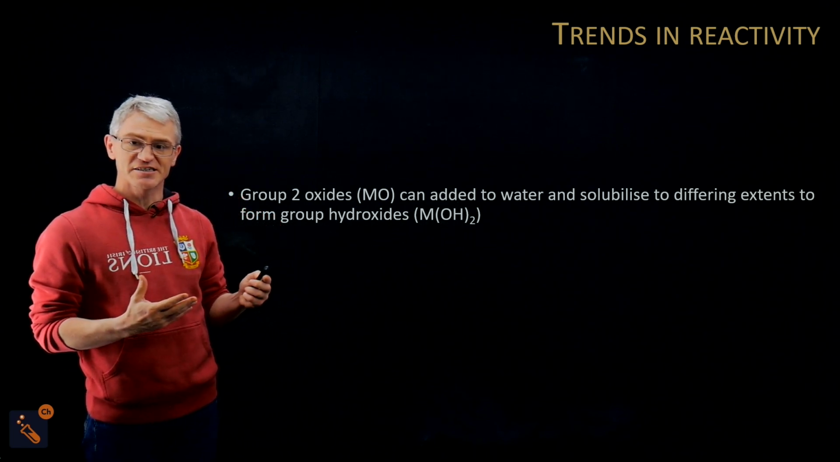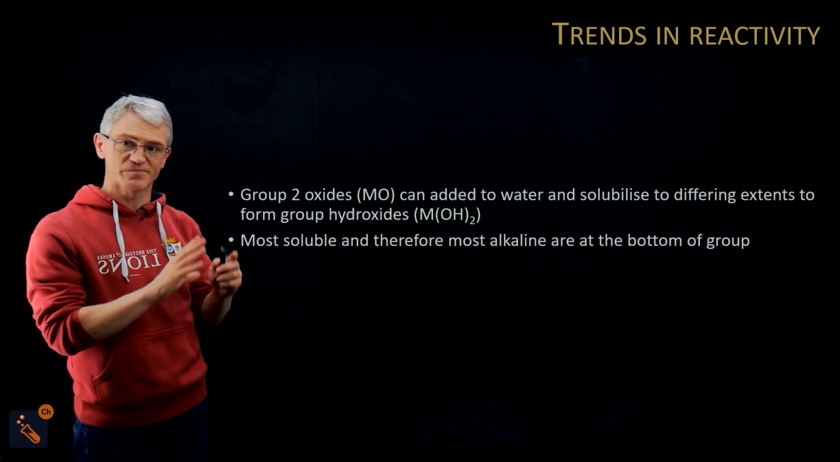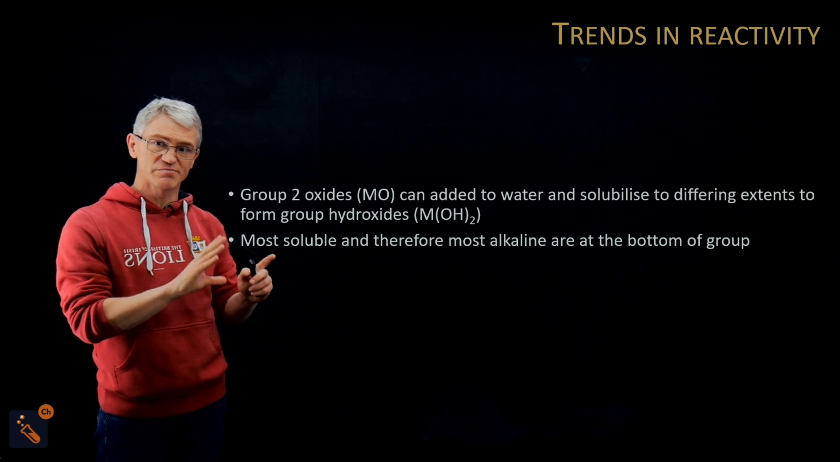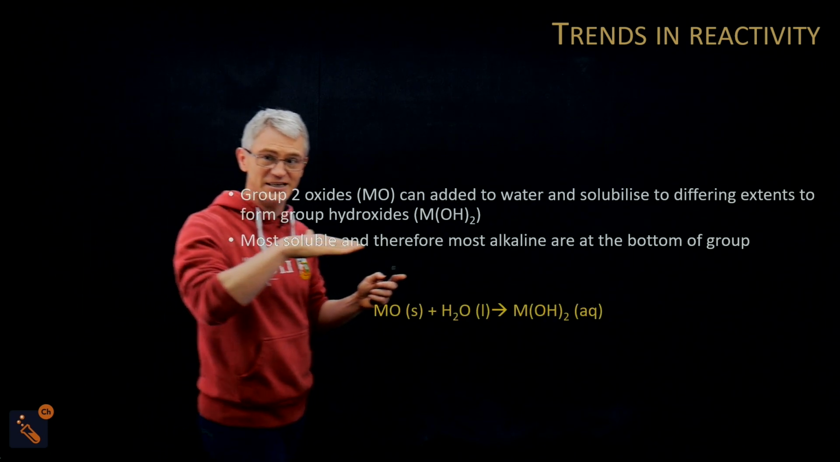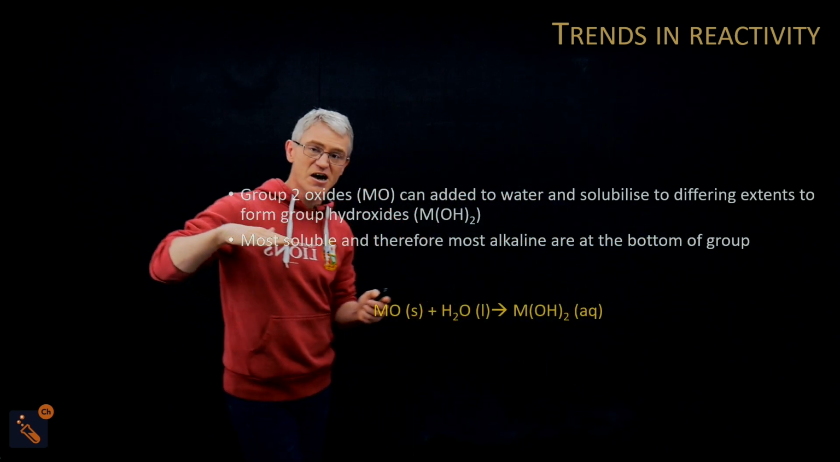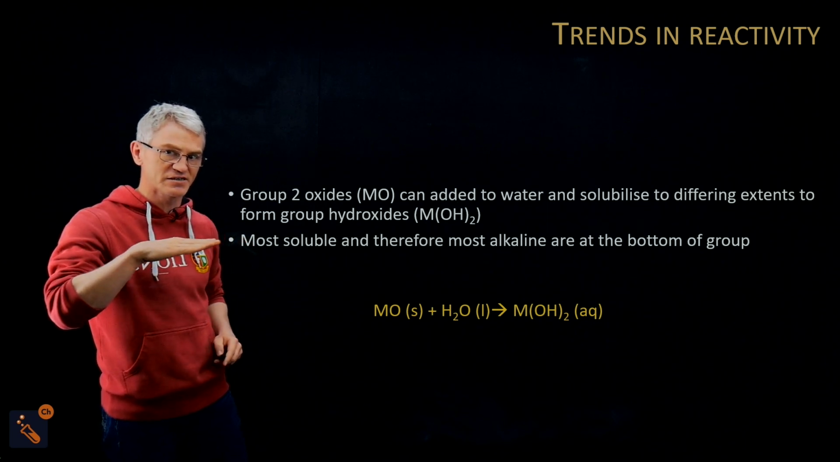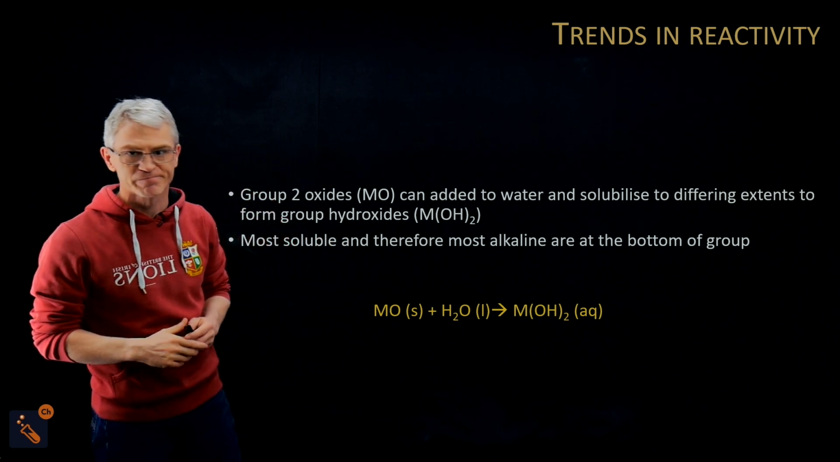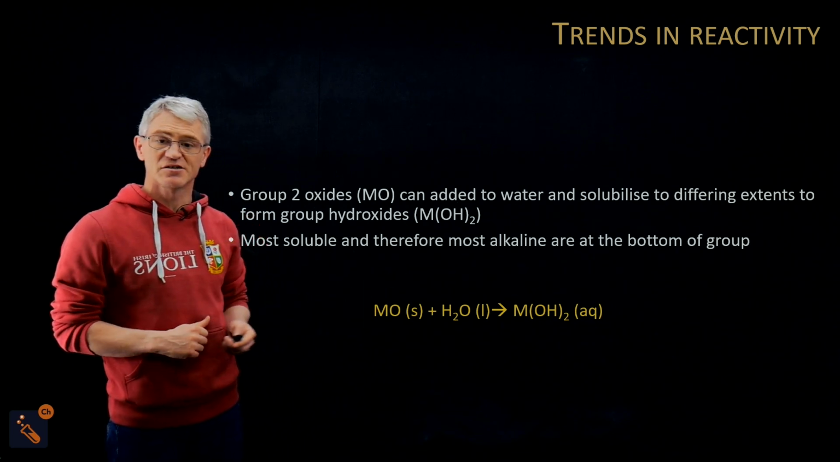Now for it to be reactive, we've got to start breaking the bond here. And that's what we're going to talk about. So the most soluble, and therefore the most alkaline, are at the bottom of the group. That's all you need to know for your exam. So if you're writing down notes, that's the bit here. I'm going to explain it, but the explanation isn't really necessary for the exam, but that is your line you need. So if I add the metal oxide to water, I'll make a metal hydroxide.